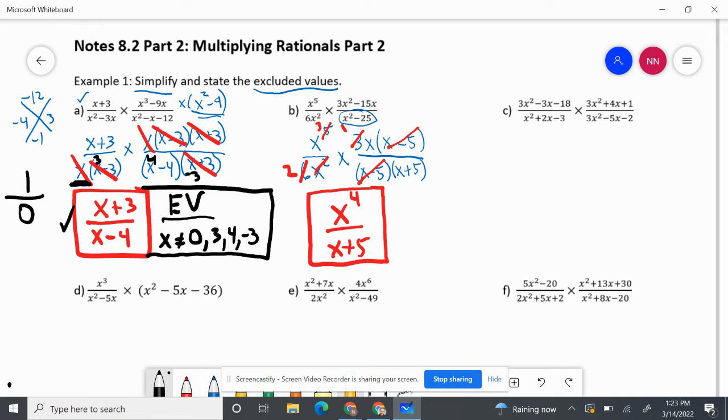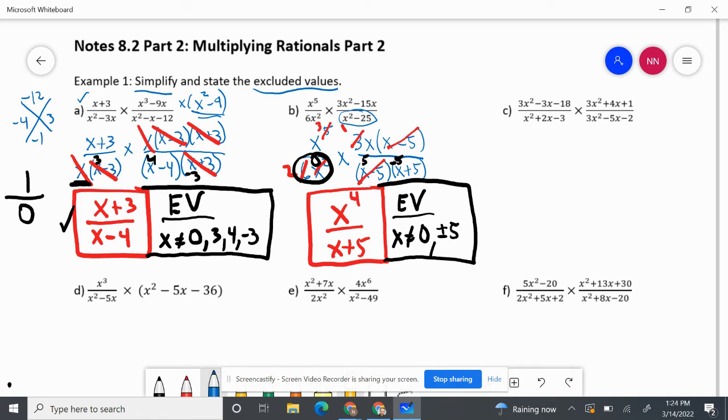Now we're going to look at our excluded values. Once again, we're looking at our original problem, and what we're doing is we're trying to figure out what gives us a 0. Here, whenever we have monomials, whenever you plug in a 0, it's always a 0. Here we have a 5. And here we have a negative 5. So we could put plus or minus 5, or if you like, 5 and negative 5.